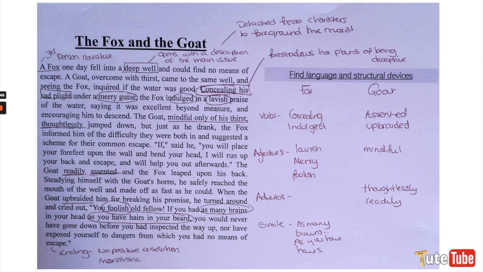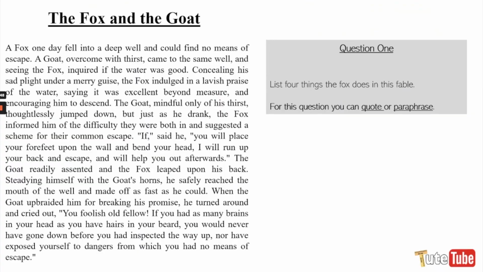Let's move on. So, question 1. This is a 4-mark question, by the way. It's the easiest question there, but it's still something that you can get wrong if you're not actually paying attention. List 4 things the fox does in this fable.